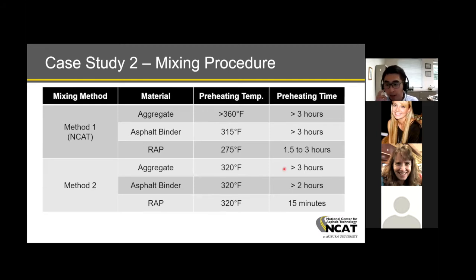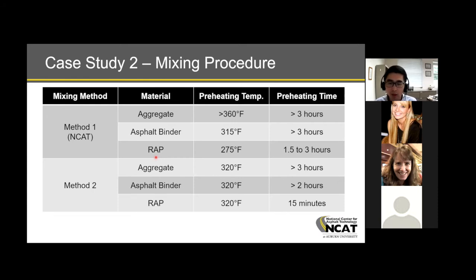On this slide, I show two methods that we looked into in a small study that we did in the lab. The first method is the common practice that NCAT has been following. In this case, the aggregate was heated overnight at 360, 370 degrees Fahrenheit. Asphalt binder was heated at 315 based on the PG grade of the virgin binder used in the mix. And then for RAP, our common practice is just 2 to 3 hours at 275.